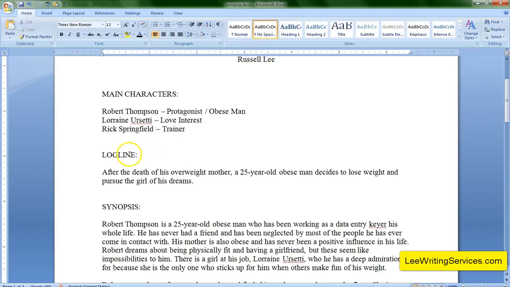Okay, the log line. Now this is the log line for the script, A Simple Dream. After the death of his overweight mother, a 25-year-old obese man decides to lose weight and pursue the girl of his dreams. That's it. Now, doesn't that tell you what this film is about? It tells you that this guy's overweight mother dies, and the 25-year-old obese man, it tells you right there that he's obese and he's got an overweight mother, so obviously the death of his mother is going to affect him. So he decides to lose weight and pursue the girl of his dreams. There you go. That's what the film is about.